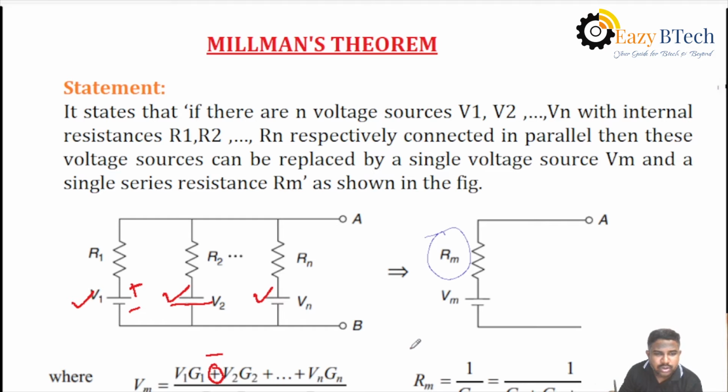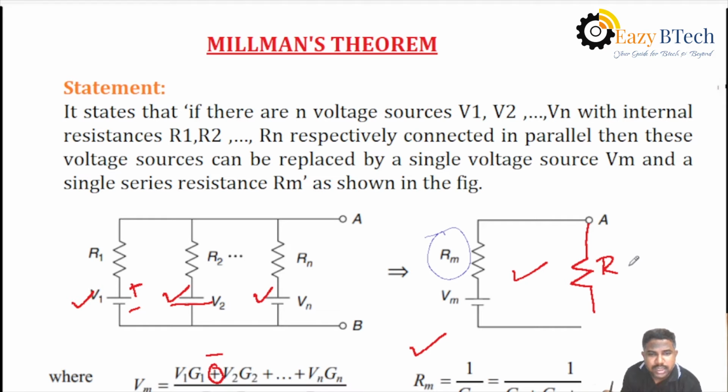Similarly, to find Millman's resistance Rm, it is 1 by G, that is, 1 by G1 plus G2 plus and so on. Then that equivalent circuit is called the Millman's equivalent circuit. After drawing the circuit, the deleted element will be joined across the Millman circuit. Hence, the circuit forms a closed loop. A single loop circuit can be formed.